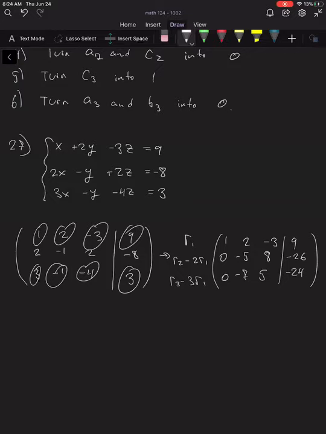Okay, row 2 minus 2 row 1. Oh, we did make a mistake. No, sorry, we didn't. No, we're okay. So we'll go there. Let's see, we have 0, minus 7.